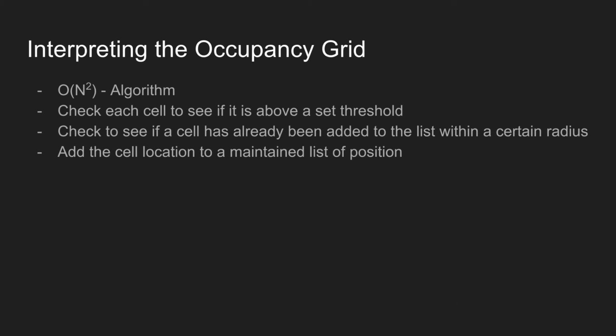The next step to this algorithm is to interpret the occupancy grid. This is done with a simple n-squared algorithm that iteratively looks through each cell in the grid and performs the following tests. Is this cell above a predetermined threshold? And is this cell at least 10 centimeters away from all of the other points that we have already added to our potential list of targets? And if these two tests are passed, then we add the position that we're checking at this current iteration to our list, and we continue checking the rest of the points. And upon completing this algorithm, the target locator will then send the potential list of points to the Pathfinder module.